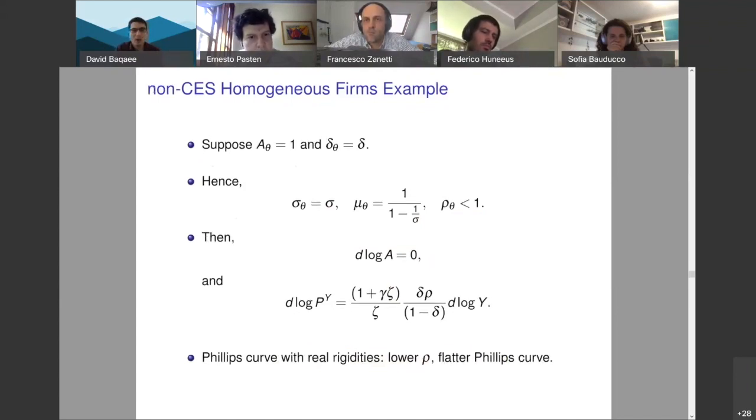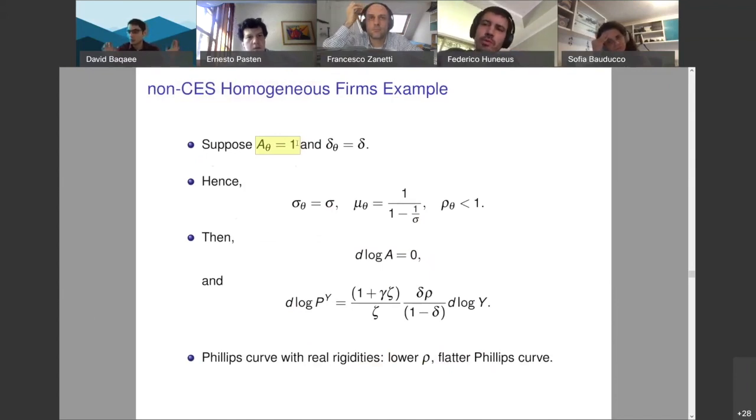What happens if we now go to a non-CES model, but we have firms that are homogeneous? So we have Kimball, but all the firms have the same productivity, right? This is the traditional way people do Kimball. The way people typically put Kimball into models with nominal rigidities, like Kimball's original paper, is they assume away heterogeneity of TFPQ, which is what Francesco was asking about.